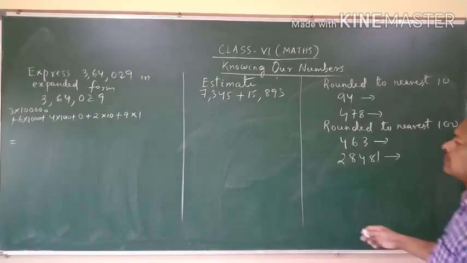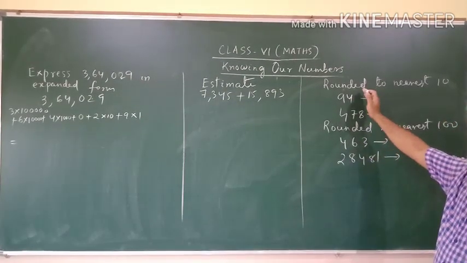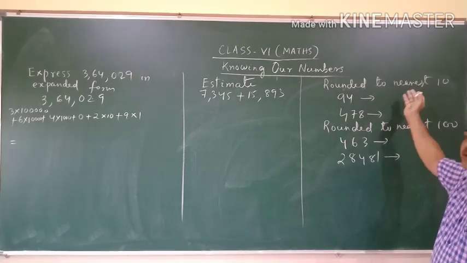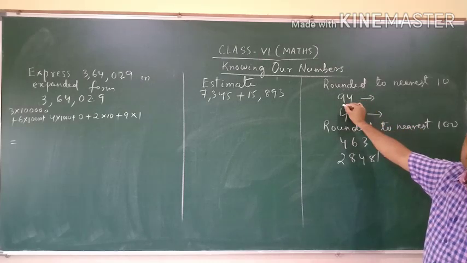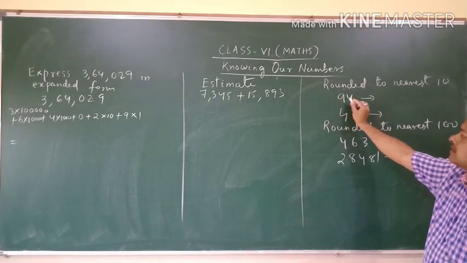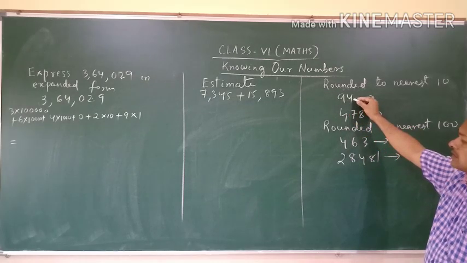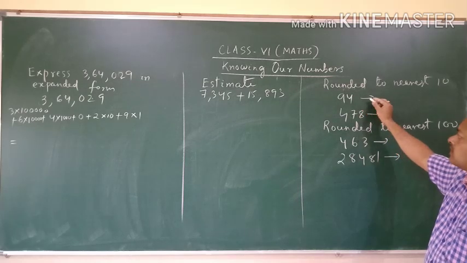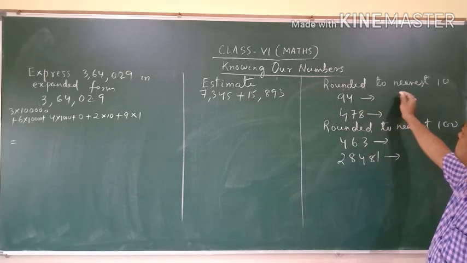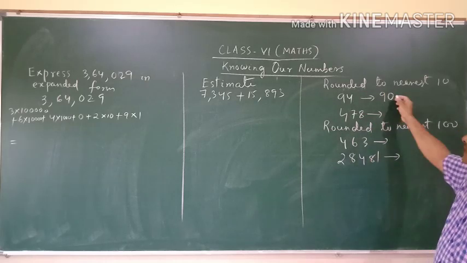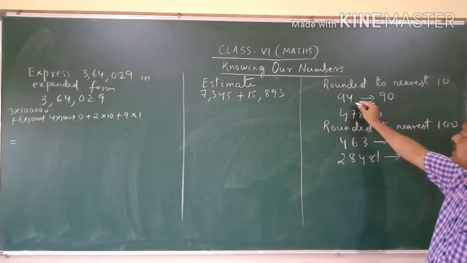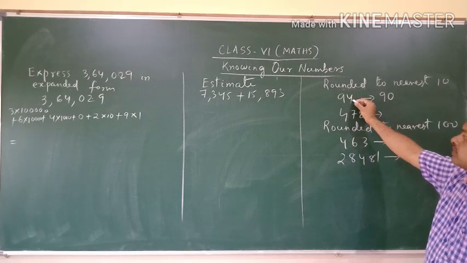Okay, now look at the concept of rounded to 10, rounded to 100. Rounded to 10 means we have to see the 10th place. What is the 10th place here? 9. And after 9 you see the next number. If it is less than 5, then it will be rounded to the last 10, so it is 90. 90 because 4 is less than 5.